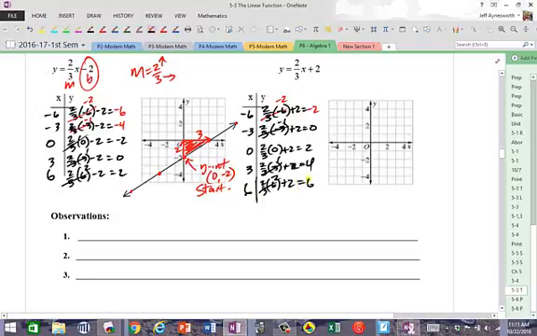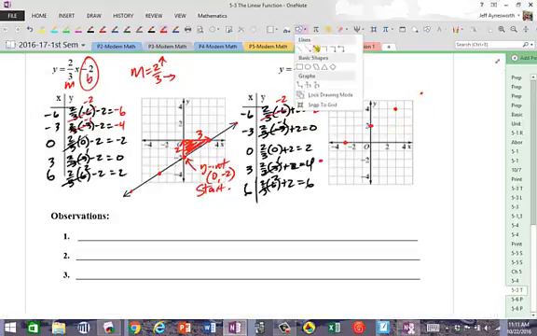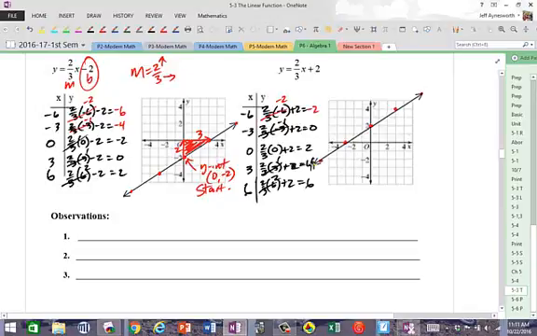So let's graph. Left 6, down 2. Left 3, up 2. 3 comma 4, right 3, up 4. And then 6 comma 6, right about up here. Okay, so let's analyze something. We got a slope of 2 thirds and the y-intercept of 2. So notice the y-intercept here at 2, 0 comma 2. That's where you start graphing. And then a slope of 2 thirds, up 2, right 3.